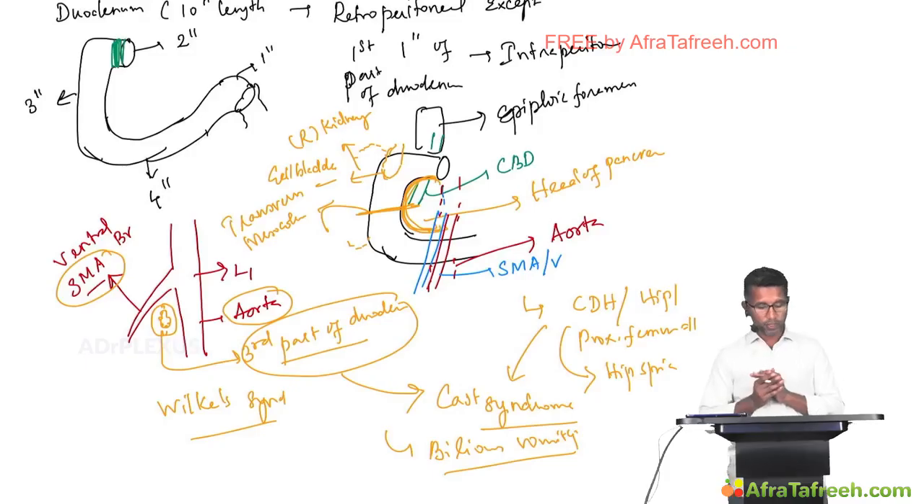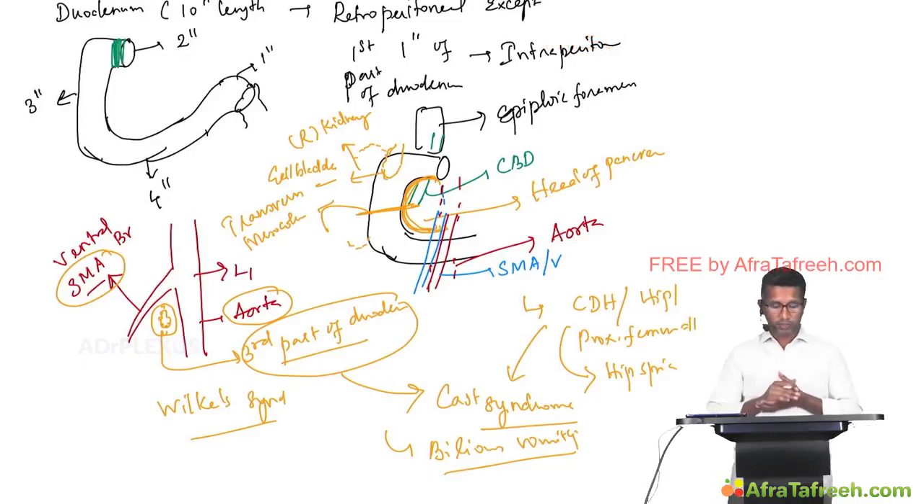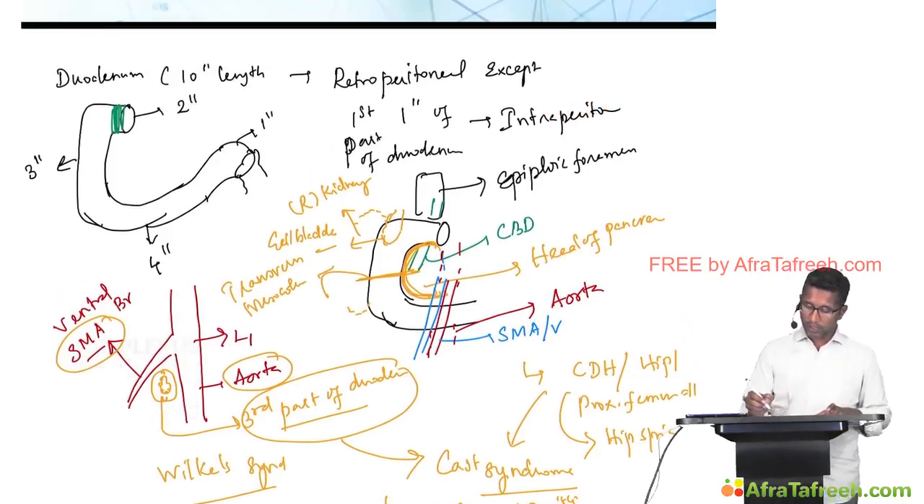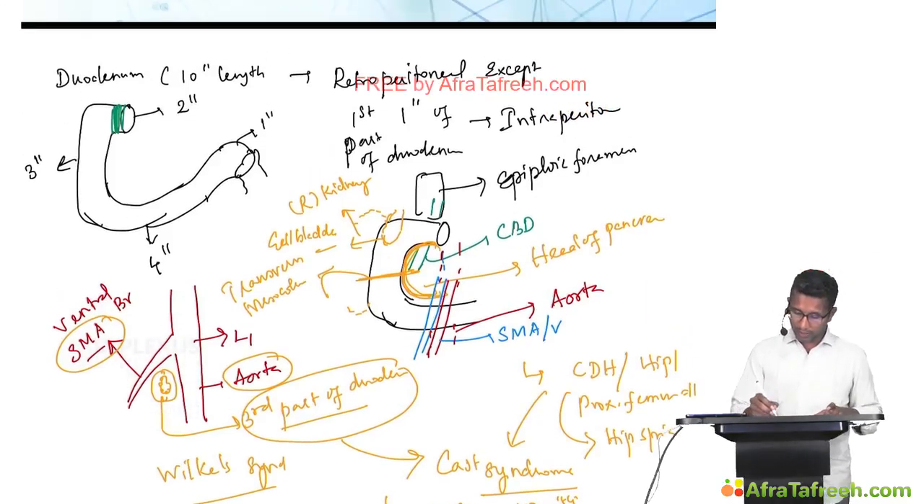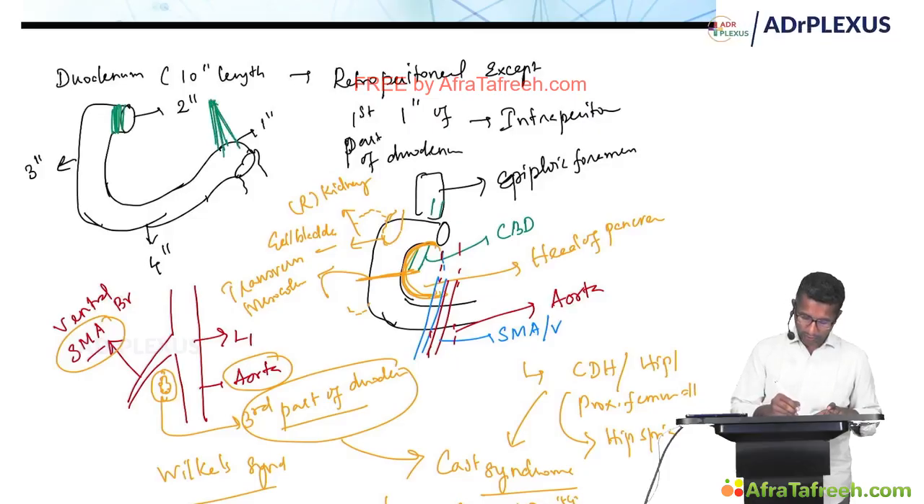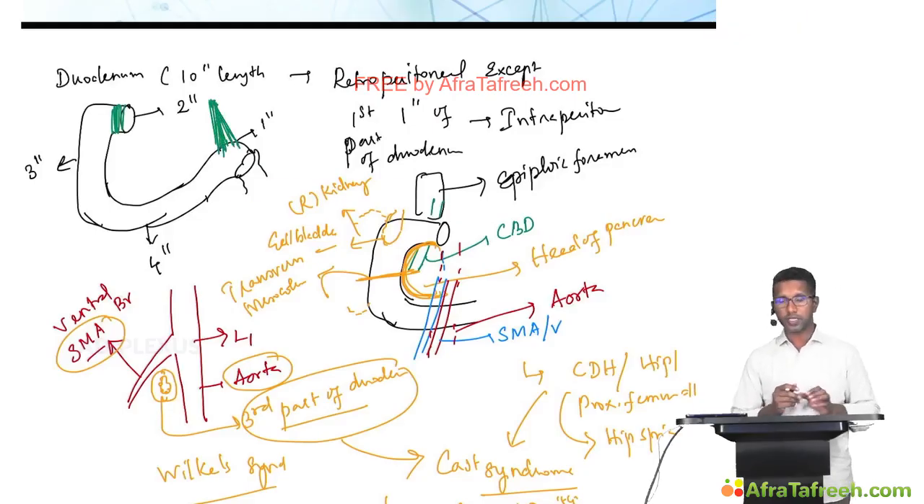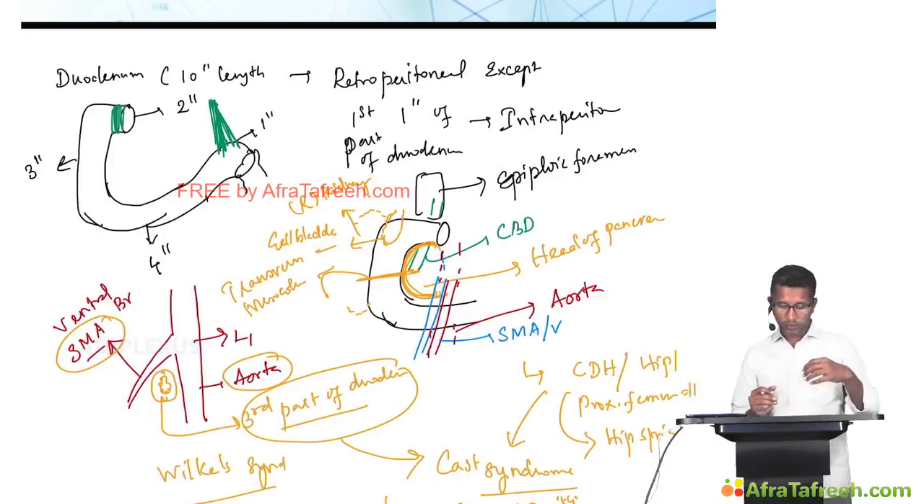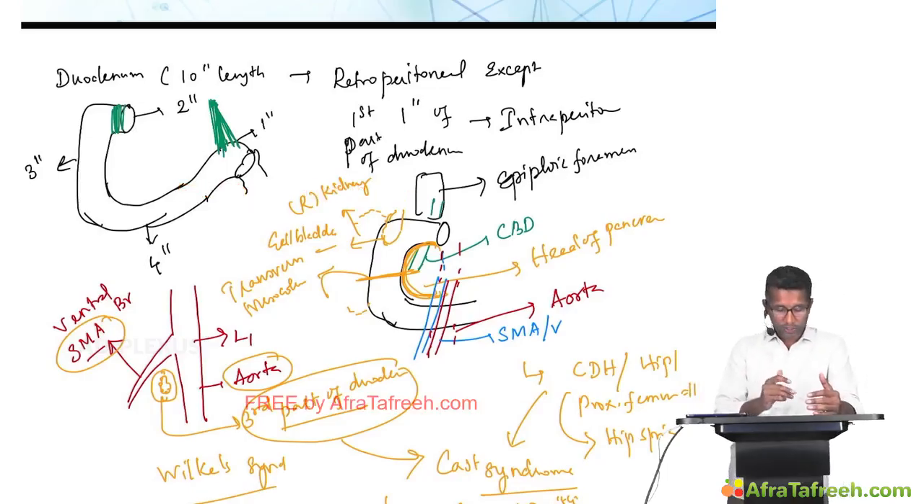Okay, so this is about the third part of the duodenum. When it comes to the fourth part of the duodenum, one interesting thing is seen: a ligament which is attached to it, called the ligament of Treitz. This ligament of Treitz is usually attached to the junction of the duodenum and the jejunum.